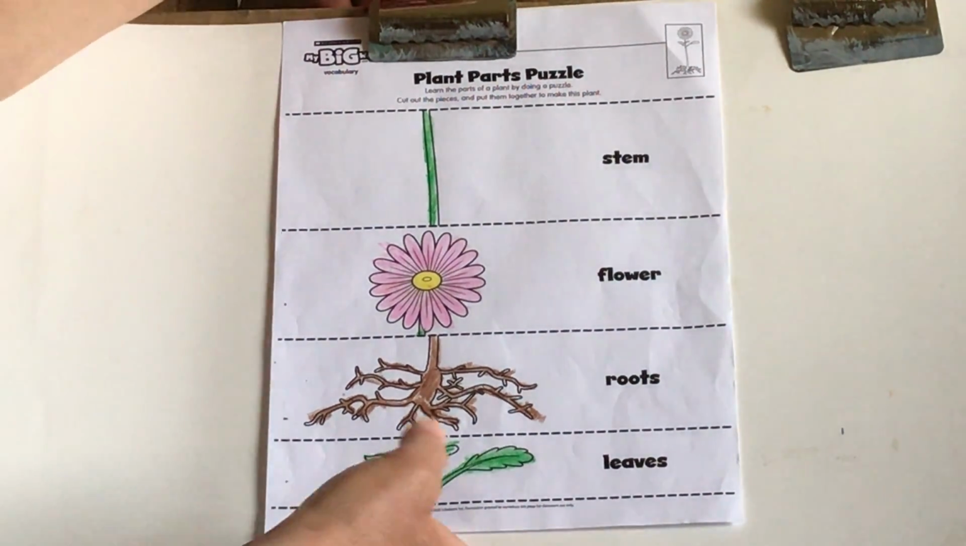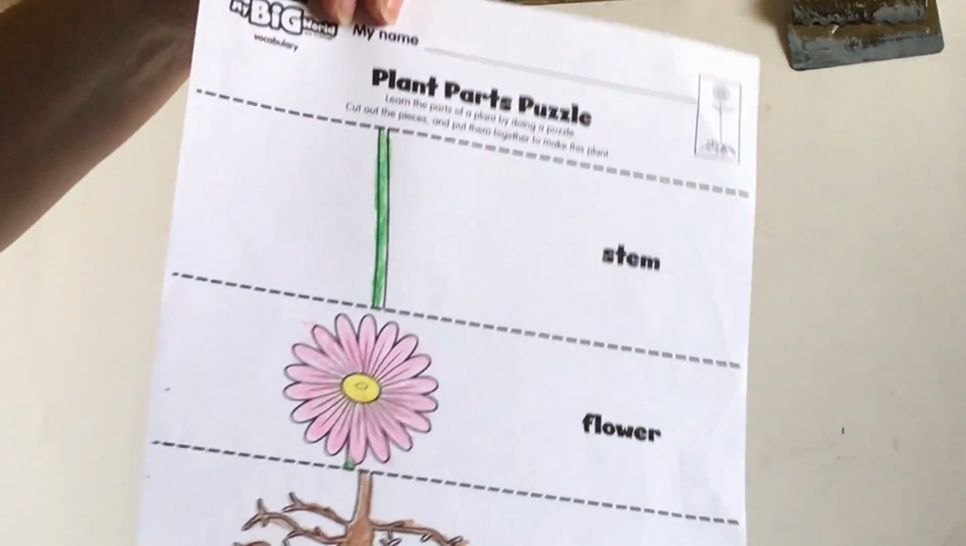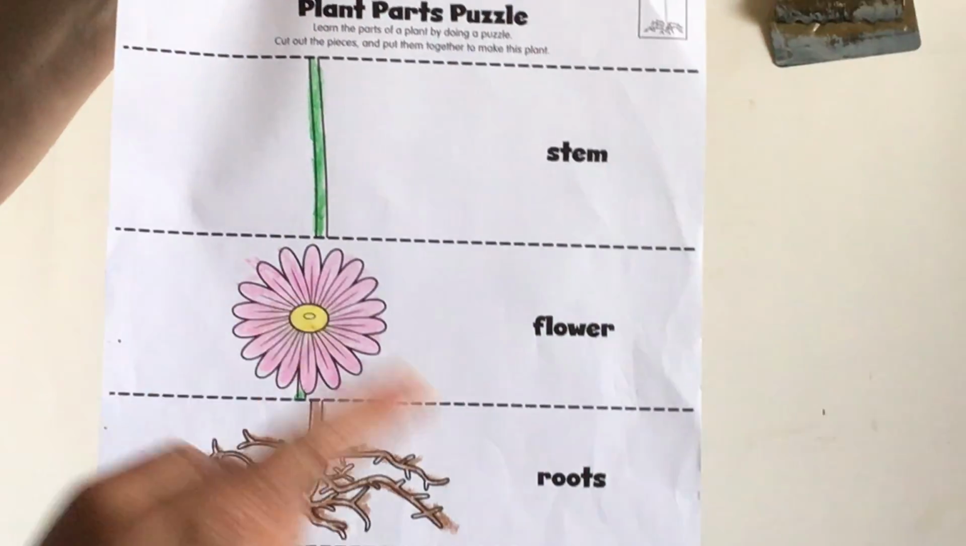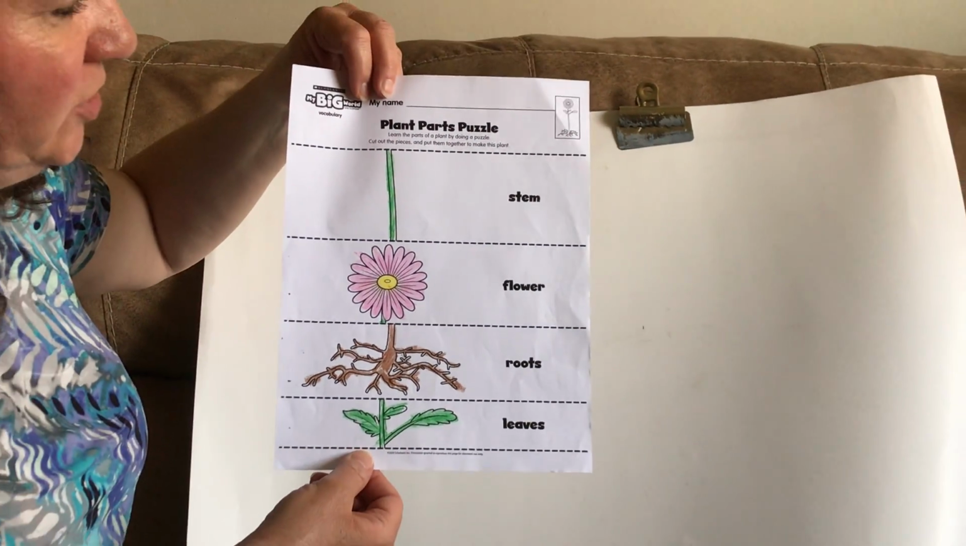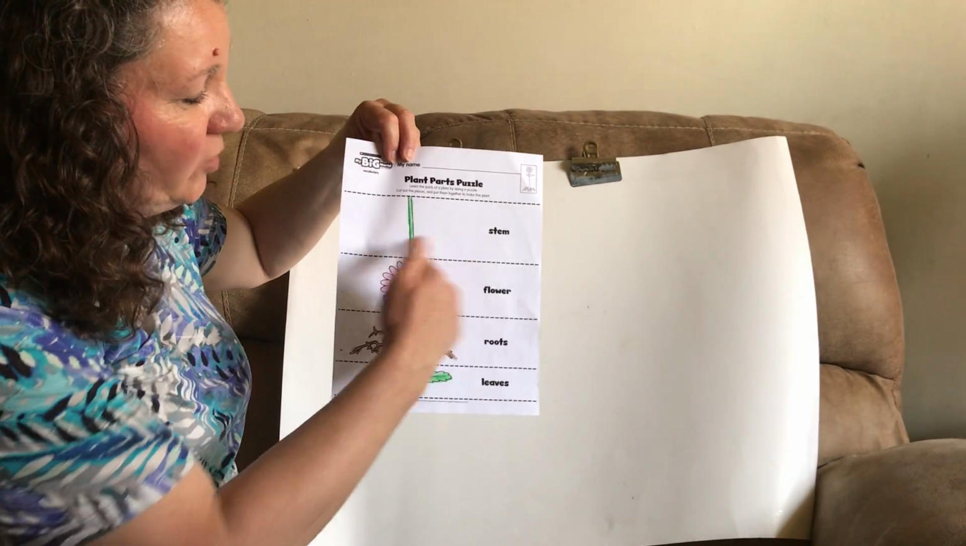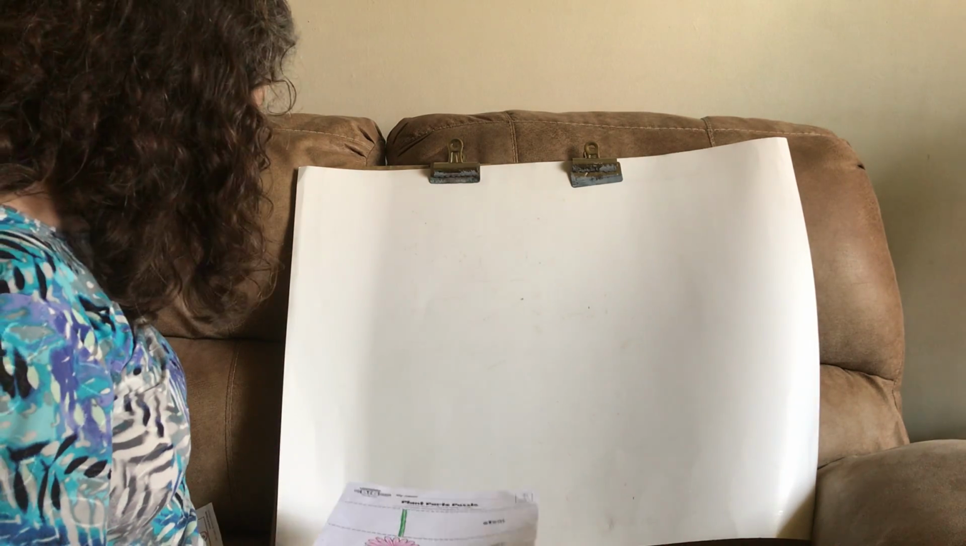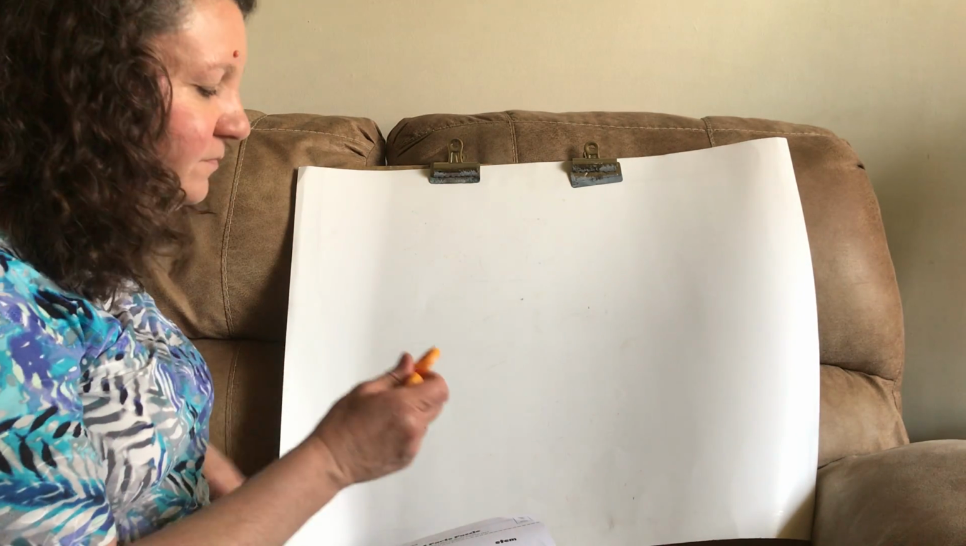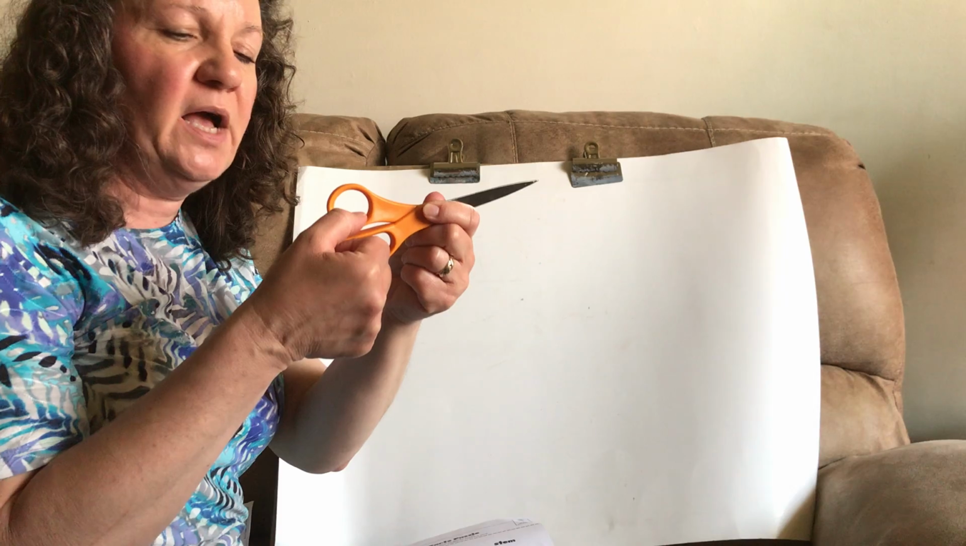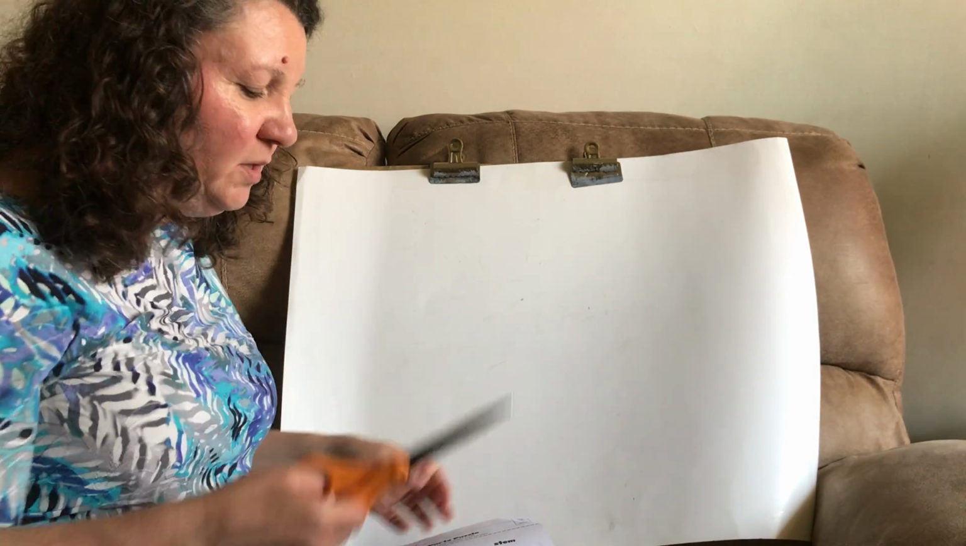Okay, so now this is what we're going to do. We have our plant parts, our stem, our flower, our roots, and our leaves. And what we're going to do is we're going to cut across these dotted lines. So take your scissors. Remember, your thumb goes in the little hole on the top, and your other fingers go in the big hole on the bottom.